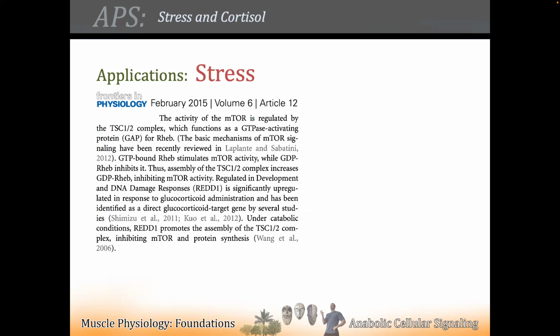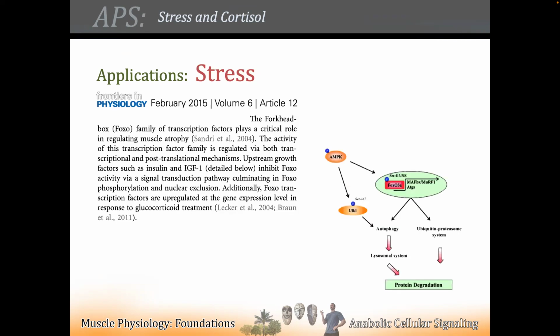So this paragraph here, which explains the mechanism, should make sense to you. There's really only one unfamiliar thing here. Cortisol upregulates something called REDD1, and then REDD1 promotes the assembly of tuberin. And if you're assembling more tuberin, that means mTOR is getting inhibited. So cortisol does have an inhibition of mTOR through that pathway. And then cortisol also upregulates FOXO, which, as you know, promotes proteolysis, both through the lysosomal and ubiquitin proteasome systems.